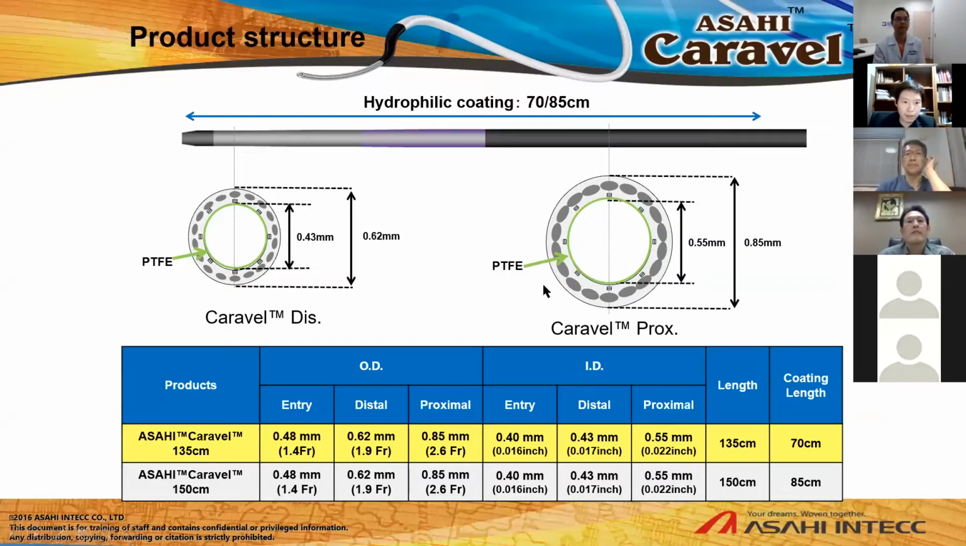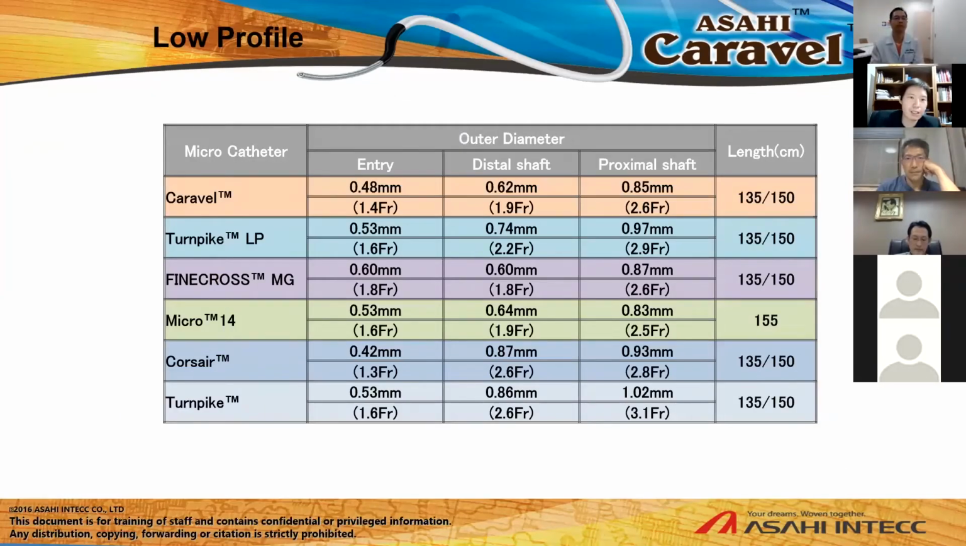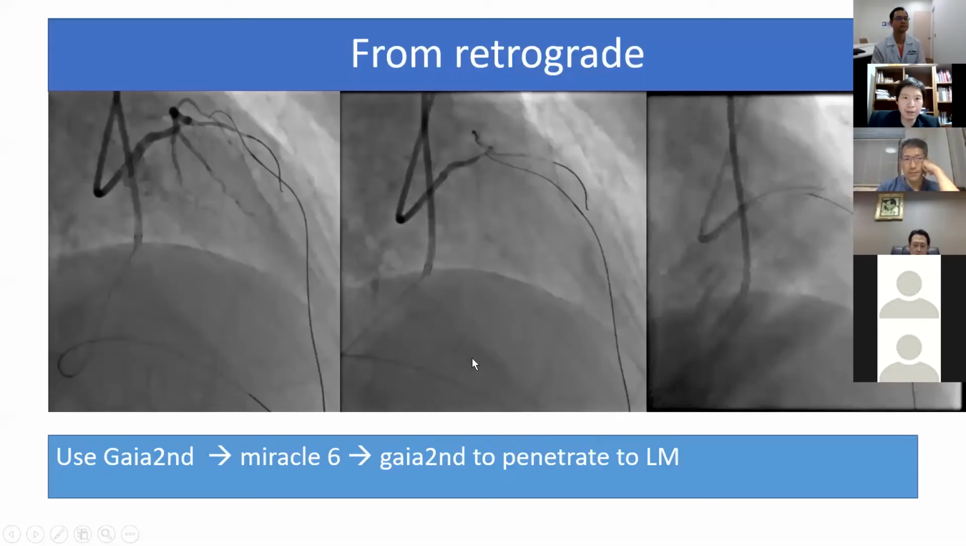As Dr. Kinoshita lectured before, Caravelle has a tapered entry point and the distal outer diameter is small. At the time, I think that maybe Caravelle is slippery and can be put inside compared to the Corsair, but maybe Dr. Kinoshita will teach me later about this case. So compared to other microcatheters, Caravelle has a 0.48 entry, distal shaft is 0.62; Corsair has a smaller entry point, but the distal shaft is larger compared to the Caravelle.